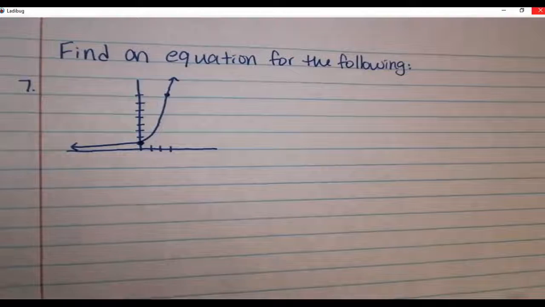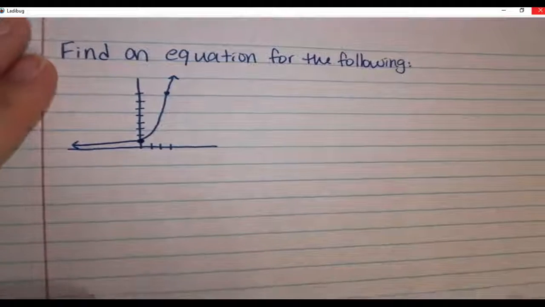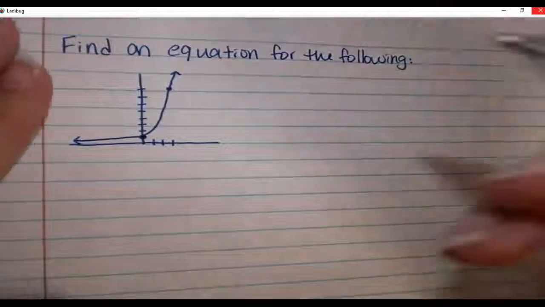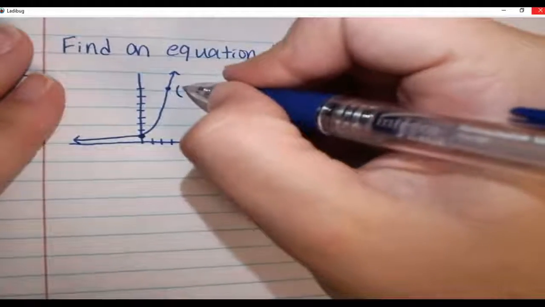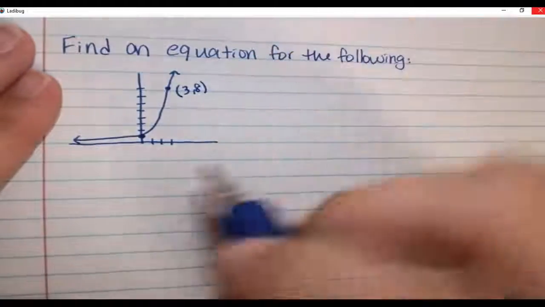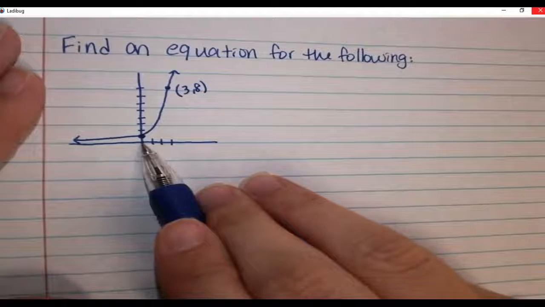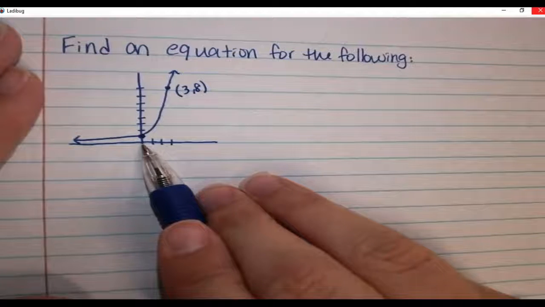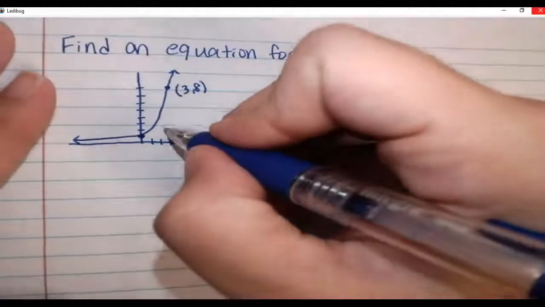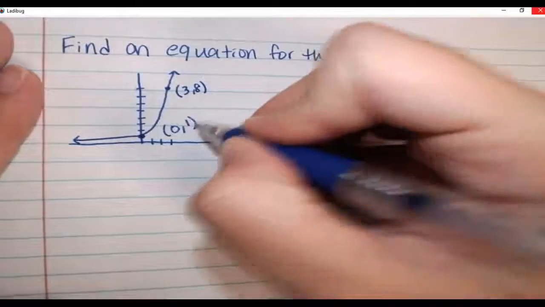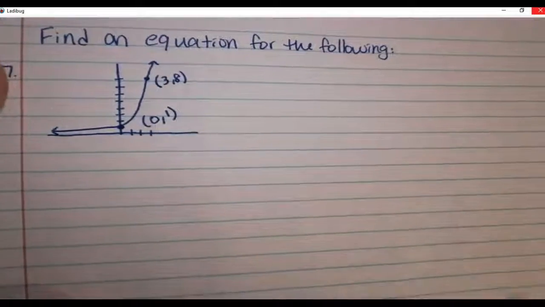Okay, so you can solve these by hand, but we have our friendly calculators that will help us do this. So what you want to do when you're finding an equation is have 2 points. So we know this top point here is at 3, 8. What are the coordinates of my y-intercept? 0, 1. Good. So remember, y-intercept, your x is always 0. So those are our 2 points.